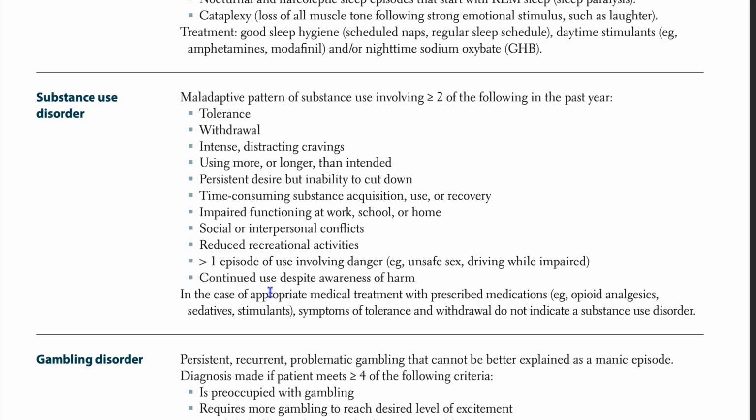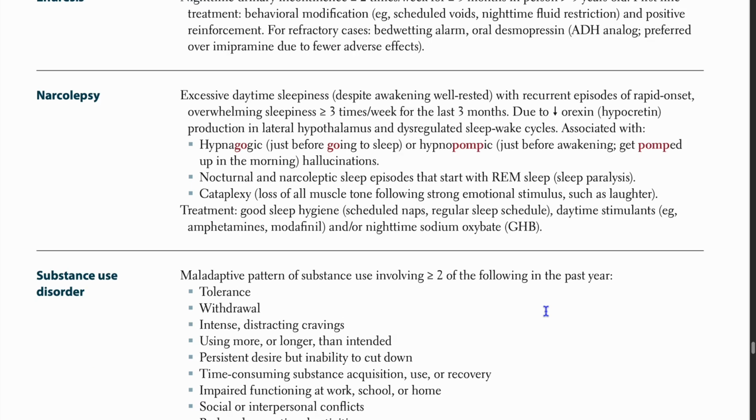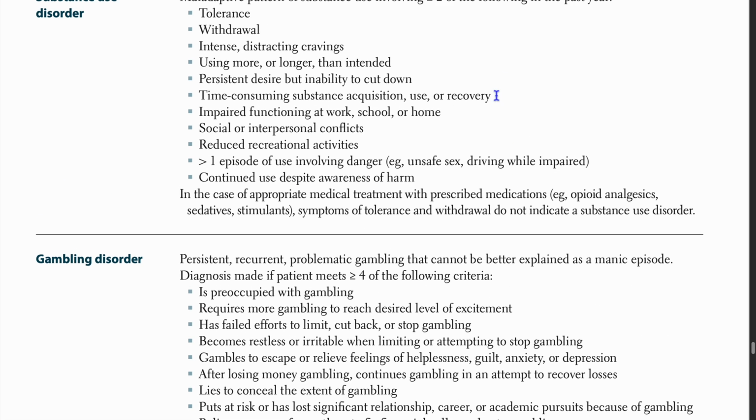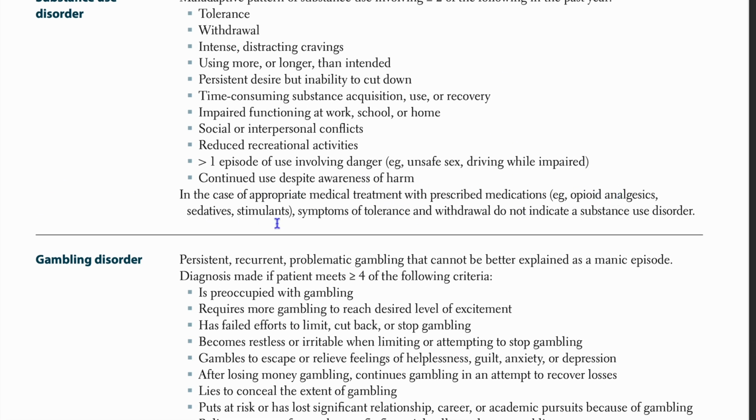So in the case of appropriate medical treatment with prescribed medications, right? If they're coming in and telling you that it pains a lot, and you can see they are in pain and asking for opioids, it's because they're in pain. It's not that they're abusing the drug. Okay, and you will be asked questions like that. So you need to be able to point out if the person is being factitious or malingering, or it's genuine, right? Or do they have substance use disorder? Because symptoms of tolerance and withdrawal do not indicate a substance use disorder.